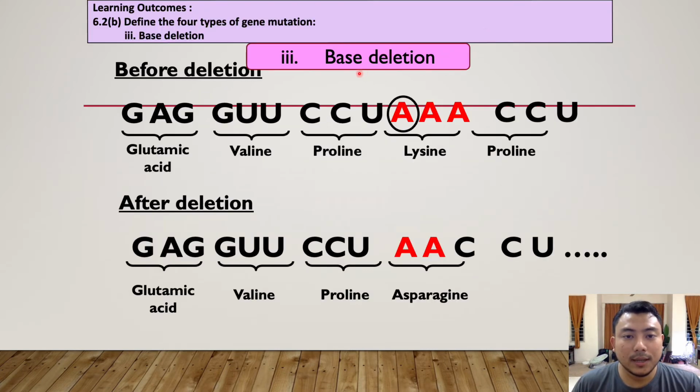So in this slide, we look at the base deletion. So this is before deletion. GAG, GUU, CCU, AAA, CCU again. So after the deletion, when this A is being deleted, so AA, this C will go into, will join this codon, so it becomes AAC. So instead of lysine being encoded, now it's asparagine being encoded.